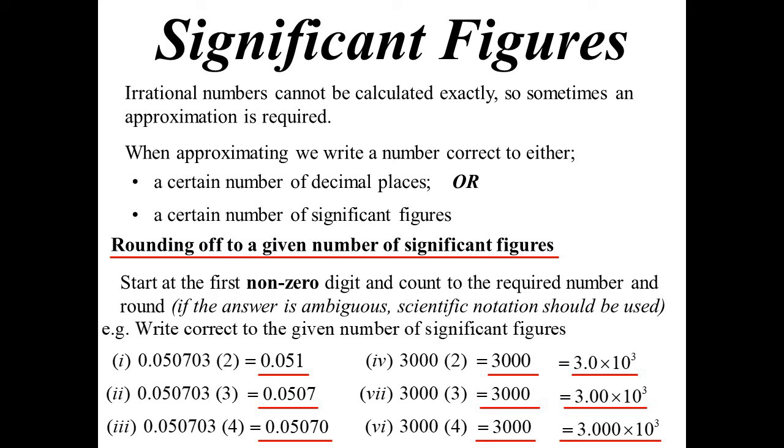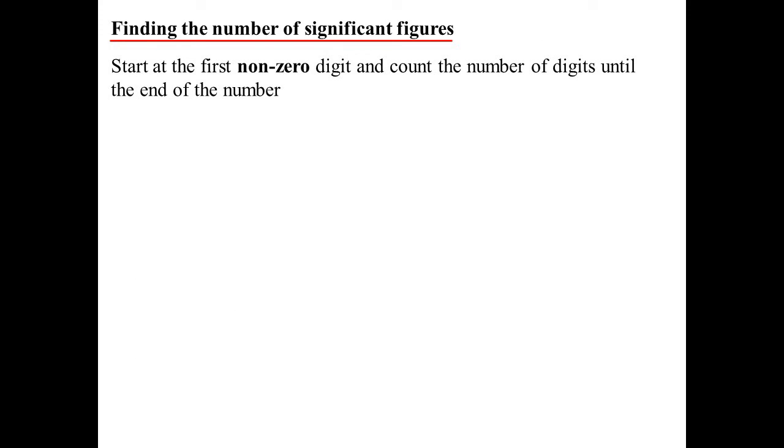So I wrote 3.0, got to be 2. I wrote 3.00, got to be 3, and so on. Okay? There's a useful thing of scientific notation there if significant figures are important. How about we actually want to work out how many significant figures? Same idea. Start at the first non-zero digit and just count to the end of the number.